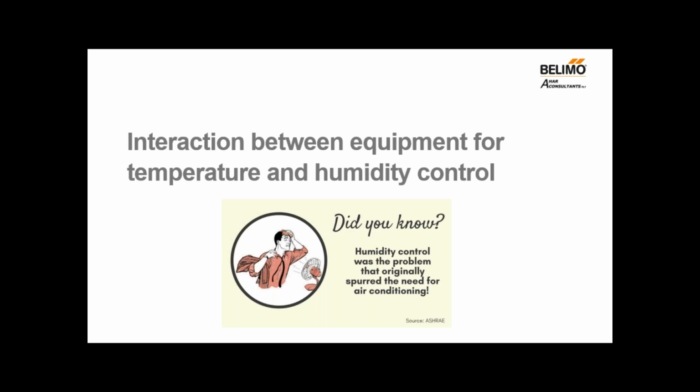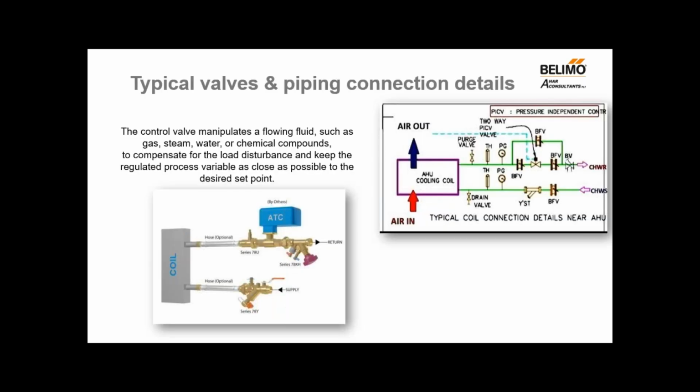Now, let us look at the interaction between equipment for temperature and humidity control. How do we control our cooling coil? This is a typical piping connection at a cooling coil. We install a balancing valve to ensure that the coil gets the correct flow and is not overflowed, and a pressure independent modulating valve to control the amount of chill water going into the coil.